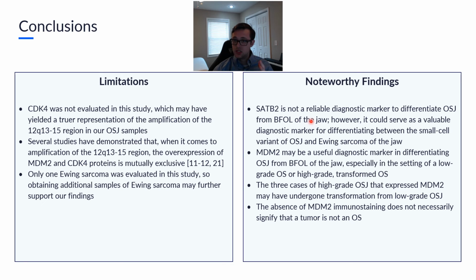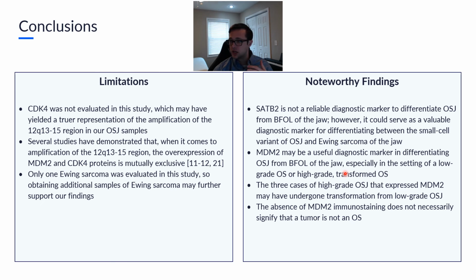When it comes to SATB2, we determined that this cannot be used to differentiate OSJ from benign fibro-osseous lesions, but it could serve as a valuable diagnostic marker to differentiate small cell variants of OSJ and Ewing sarcoma of the jaw from one another. As for MDM2, we found that this marker has some potential, specifically when it comes to differentiating low-grade or high-grade transformed osteosarcoma from benign fibro-osseous lesions.